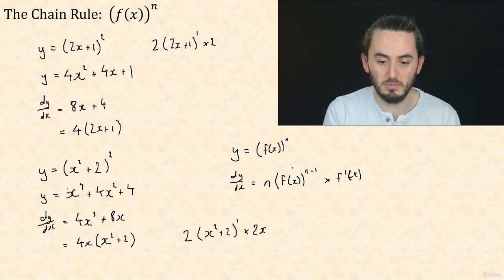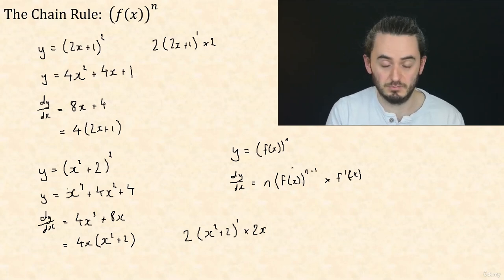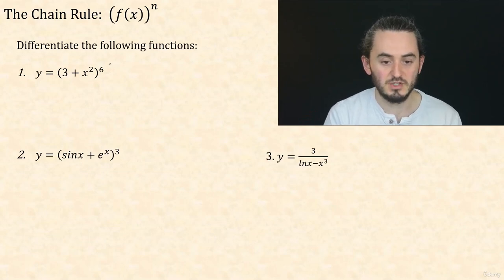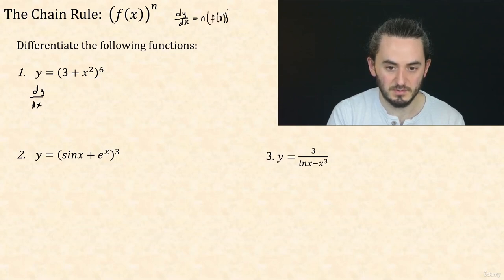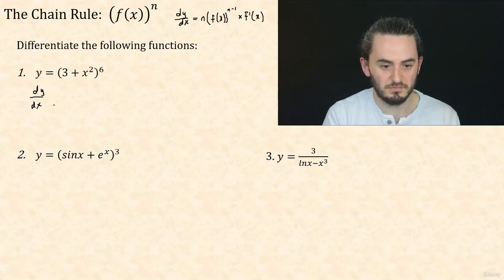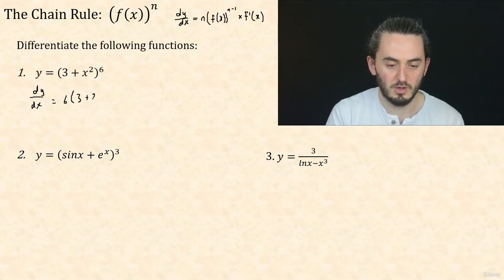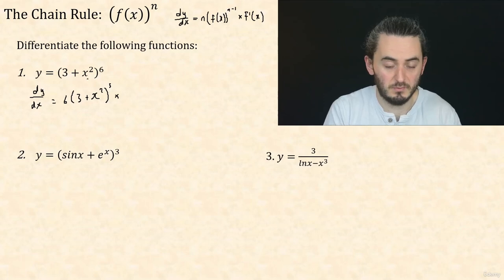So this rule is going to help us in general with any function raised to the power of n. Let's have a look at a bunch of examples. So differentiate the following functions. Let's just remind ourselves what the rule is. The rule is that dy by dx is n times f of x to the power of n minus 1 multiplied by the derivative of the stuff in the bracket. So power comes down to the front and drops by 1. Then multiply by the derivative of what's in the bracket.